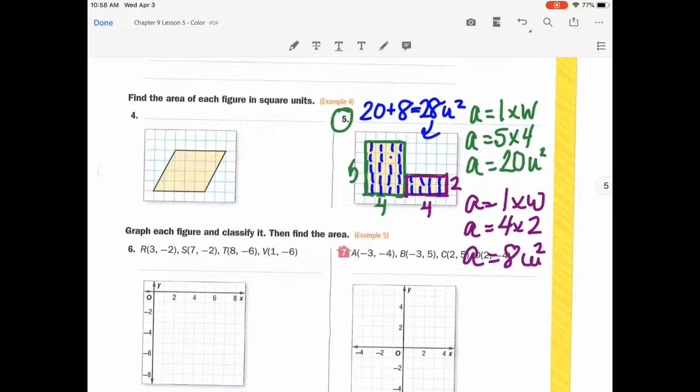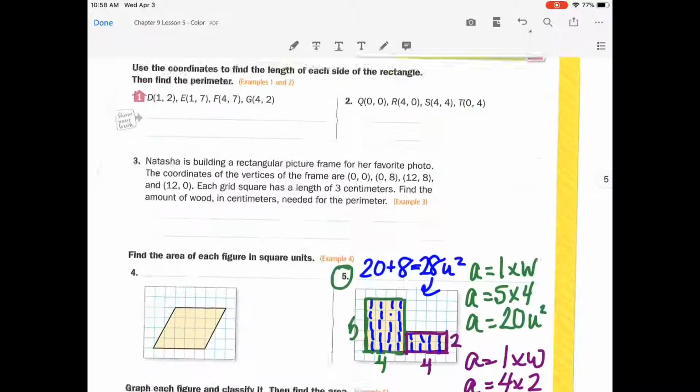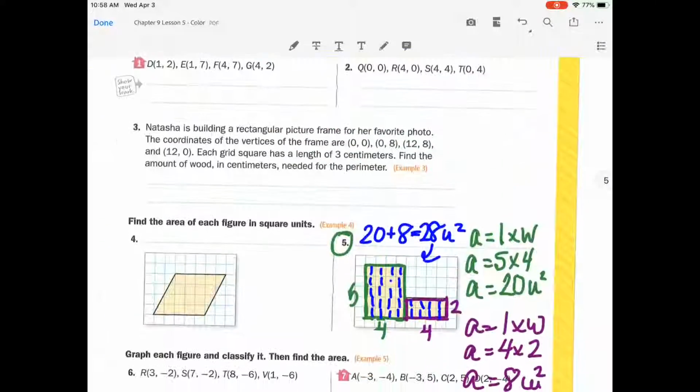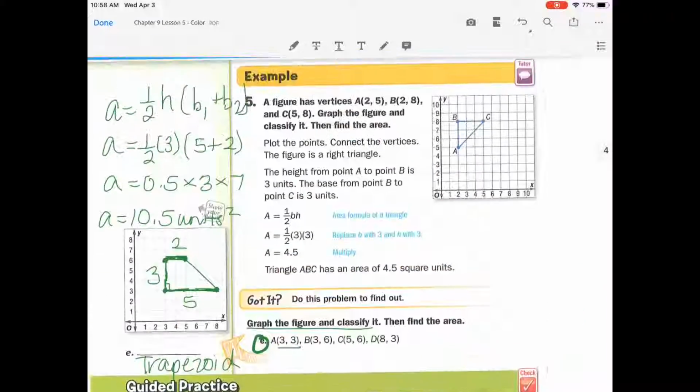So, you are good to go now with your homework. Go ahead and get started. Take your time. Show your work. Show the formulas, okay, just like I've been teaching you, and you are good to go.